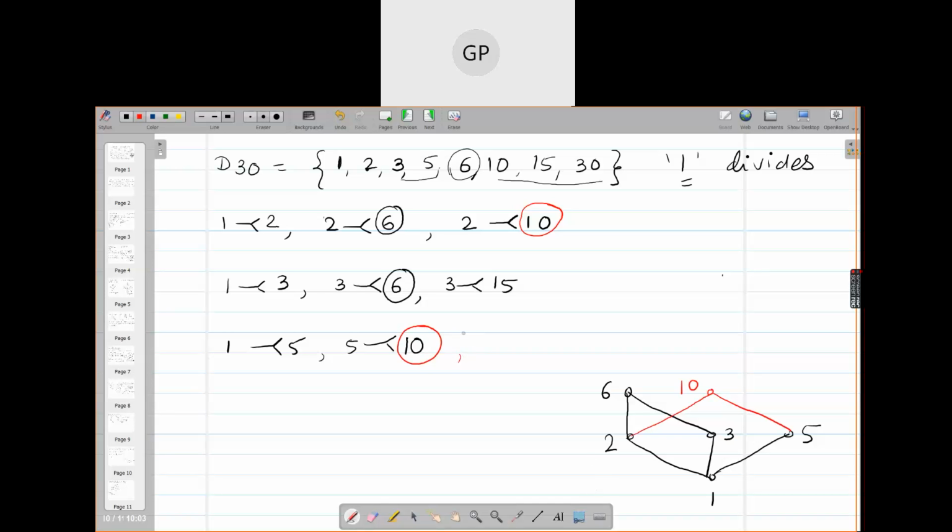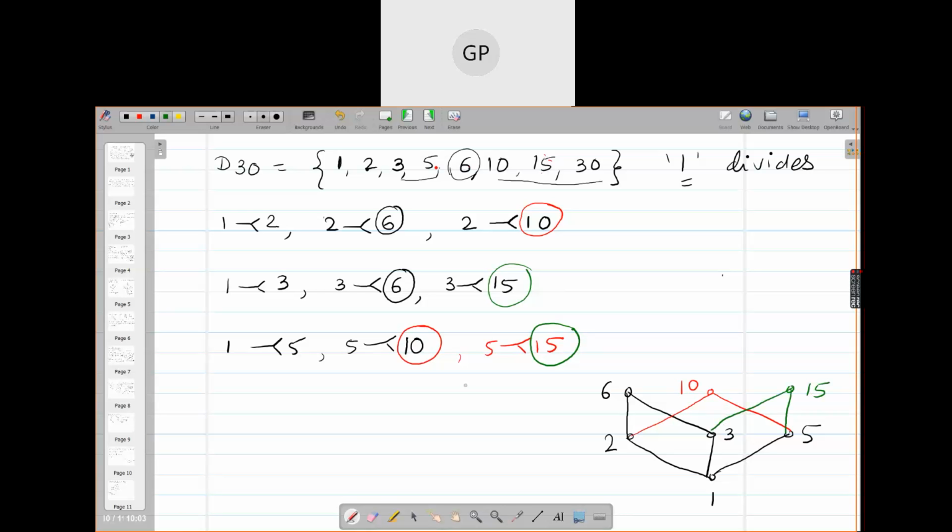Now 5 is covered by one more element: 15. 5 is covered by 15 because 6 and 10 are in between. 5 does not divide 6 and 6 does not divide 15, so transitivity will not apply. 5 divides 10 but 10 does not divide 15. So there is no element between 5 and 15. Therefore 5 is covered by 15. Now see, I am doing it in green. 15 covers 3 and 5 both, so 15 is at the upper level of 3 and 5, and I am joining them.